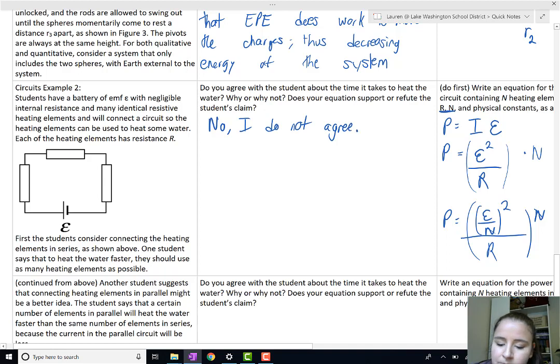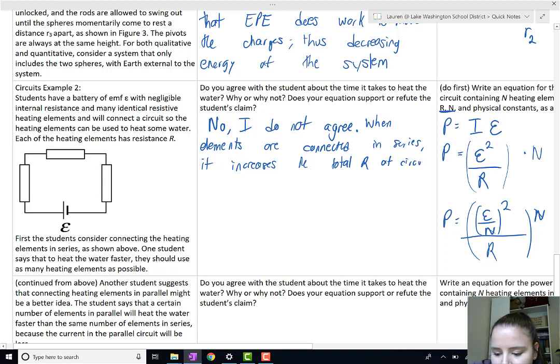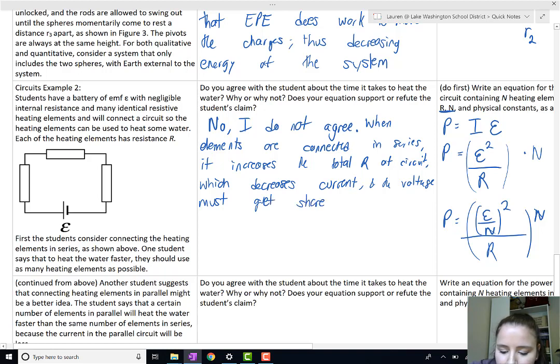not agree. When the elements are connected in series, it increases the total resistance of the circuit, which decreases current. And the voltage must get shared. Both of those factors, the current and the voltage, both decrease the total power of the circuit.